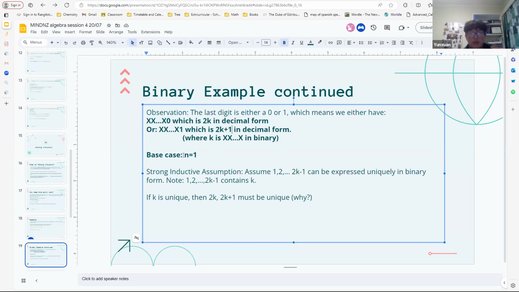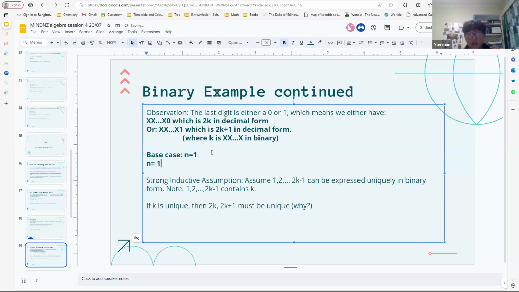So first, we prove the base case of n equals 1. n equals 1 is 1 in binary. And because this is our first case, it's unique. And now we make the strong inductive assumption, inductive hypothesis, it doesn't matter. So we assume that n equals 1, 2, all the way to 2k minus 1 can be expressed uniquely in binary, to prove 2k, or we can do the same to prove 2k plus 1.